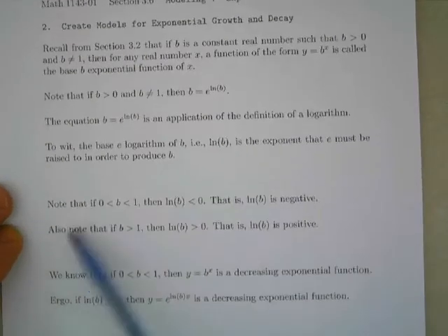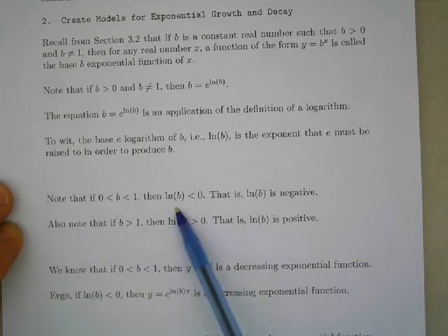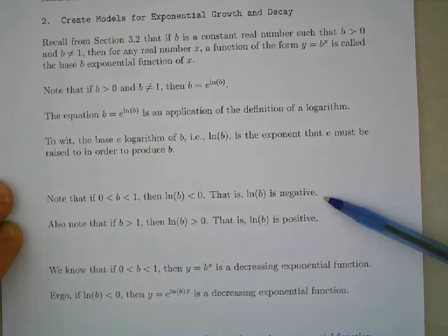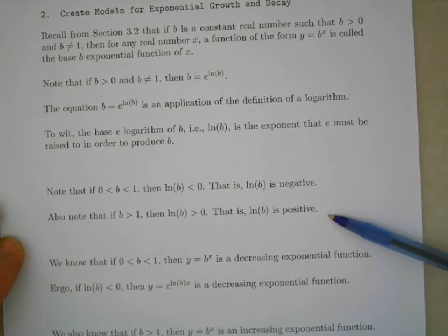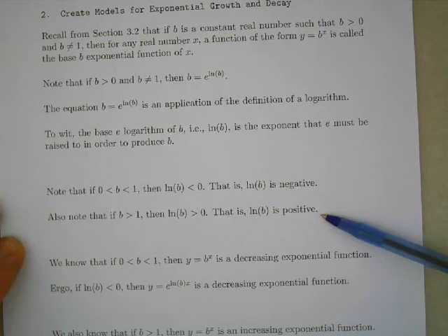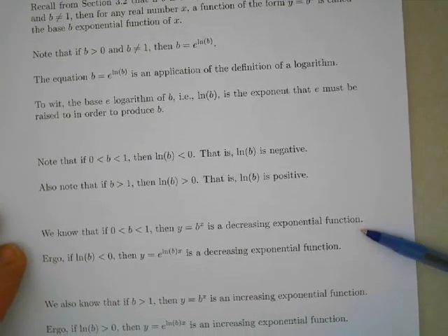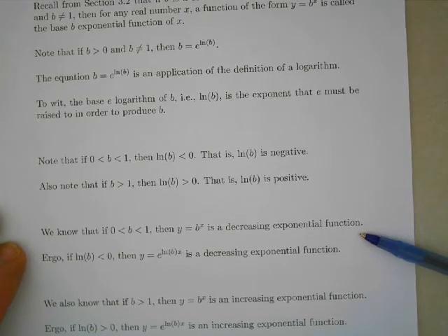Note that if the base number b is between 0 and 1, the natural log of b is less than 0, which is to say that the natural log of b is negative when the value of b is between 0 and 1. Also note that if b is greater than 1, then the natural log of b is greater than 0. In other words, the natural log of b is positive when b is greater than 1. We already know that if b is between 0 and 1, then the exponential function y equals b to the x is decreasing. It's a decreasing exponential function.